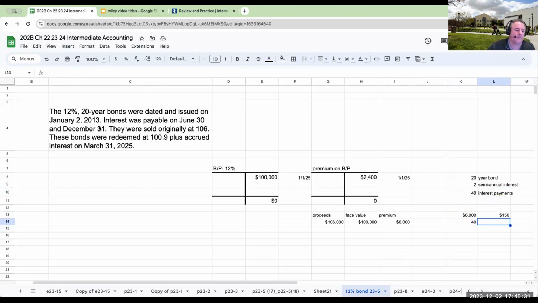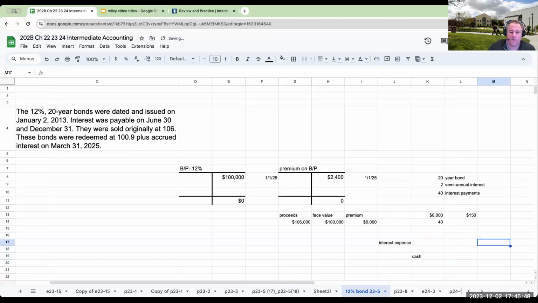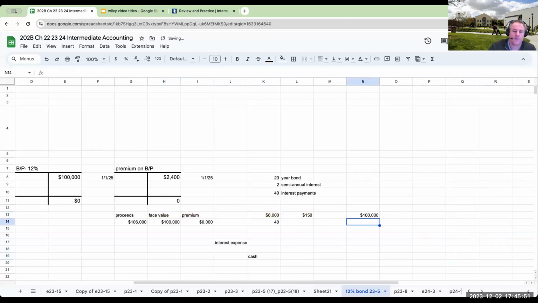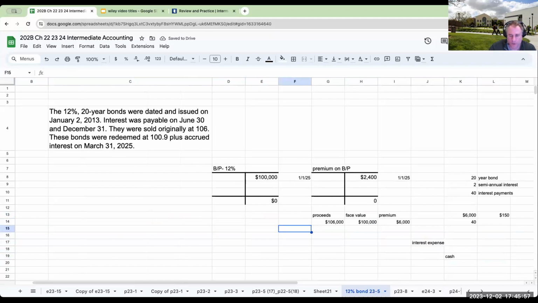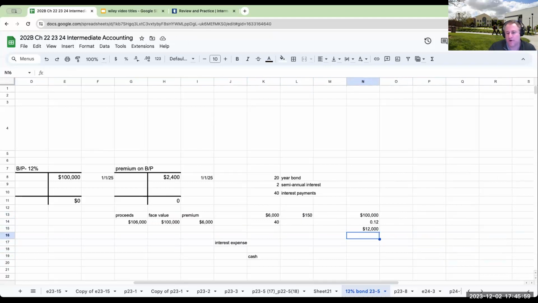Now, it tells us we redeem the bonds at 100.9 plus accrued interest. What I need to do is this is really not the premium on the bond payable when it was redeemed. What happened before the bond was redeemed is I had to pay cash for interest. I had interest expense, and I'm crediting cash. The amount I'd be crediting cash for is the face value at 12%, so I paid 12,000 annually for interest. However, I'm just paying interest every 6 months, so the semi-annual interest is going to be 6,000.